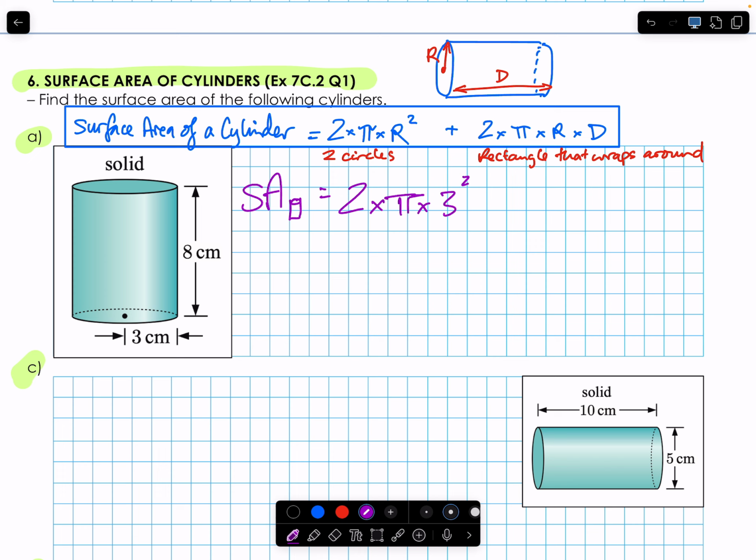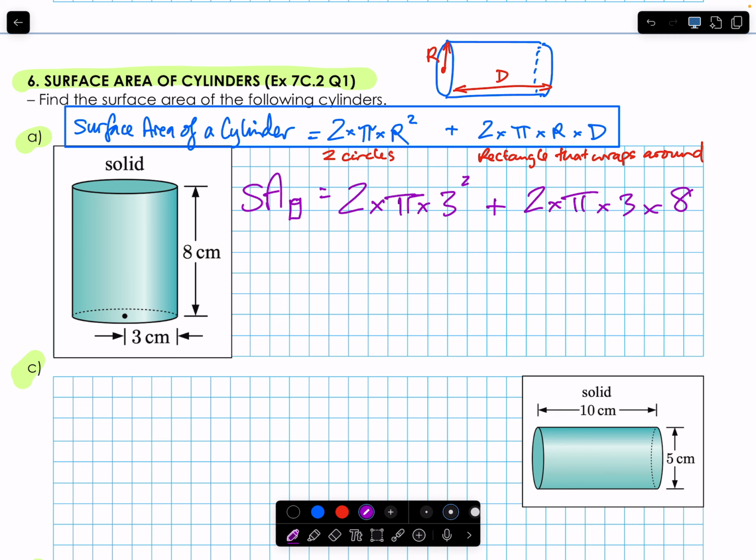So hopefully you can see I've filled in the first part, the 2 circles, of finding the surface area of the cylinder. Now I need to add the rectangle part. I don't get a choice about the 2. I don't get a choice about the pi, but I do get a choice about the radius and the depth. So you write 2 times pi times, call back, what was the radius of that cylinder again? 3. And what was the depth of that cylinder? How tall is it? 8.